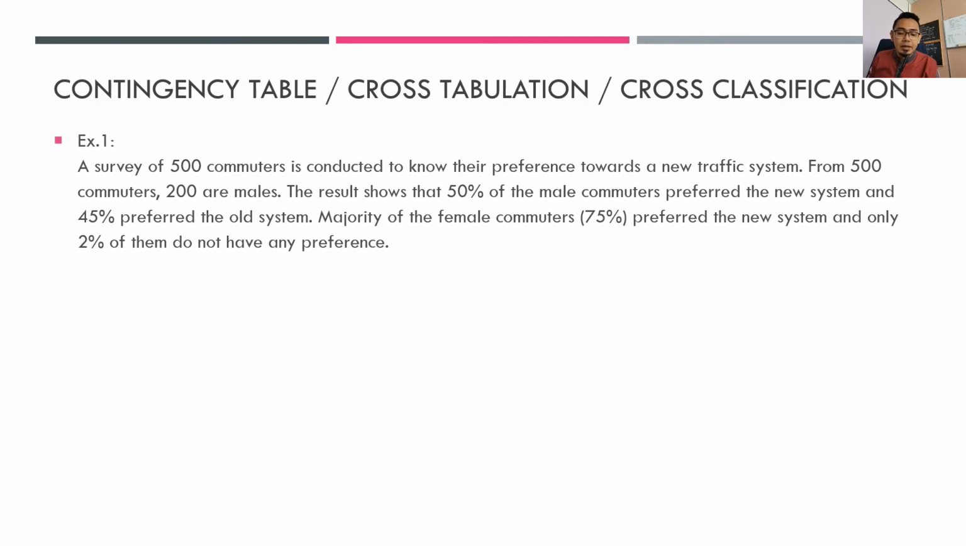All right. Suppose we have this. We have a survey of 500 commuters conducted to know their preference towards a new traffic system. From the 500, 200 are male. So what we can do is take out the information from the question. We have the 500 first. From the 500, we have 200 males. And of course, the other 300 will be female.